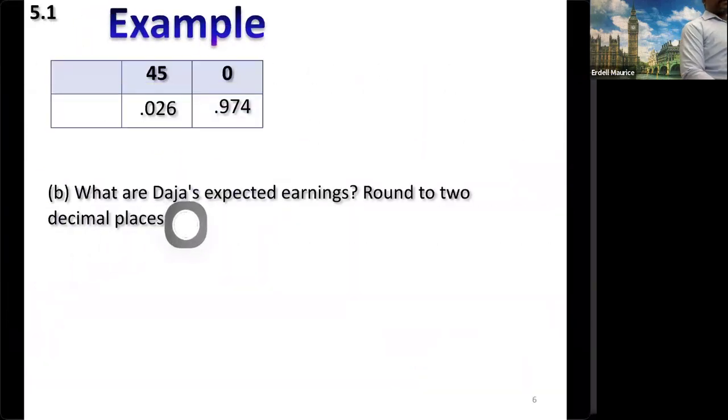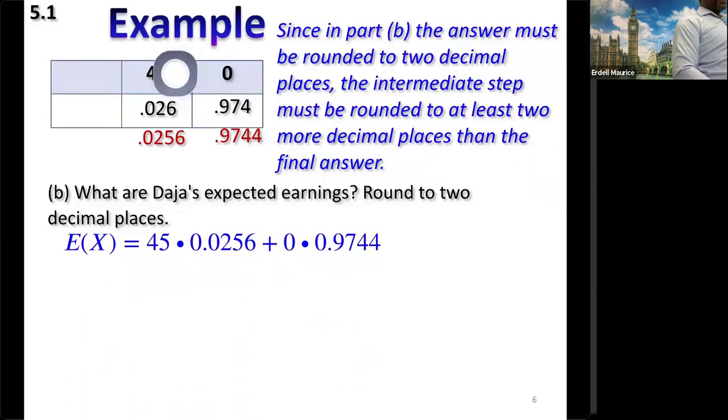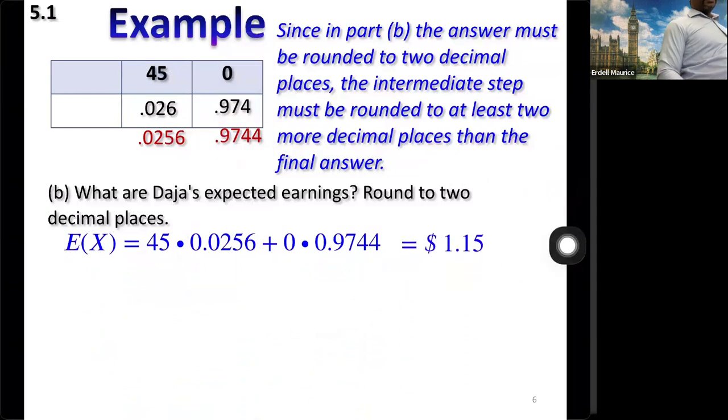We can push things a little further. What is the expected earnings rounded to two decimal places? If she wins, she gets a $45 voucher to a dinner. If she does not win, she gets nothing, right? So her expected value will be to multiply these things together, and then add the answers. They decide to round to four decimal places to make the numbers work out a little bit better. You multiply this times this times this, add them up, and you get $1.15. Her expected value for this is $1.15.